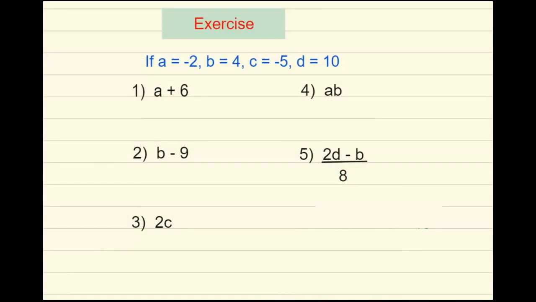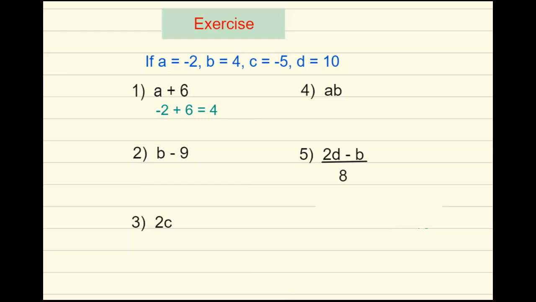Let's do some exercise. So I want you to press the pause button while you're working on this and press play again when you want to see the answers. So for number 1, you have A plus 6. A is -2, so you will have -2 add 6. Then your answer is +4.